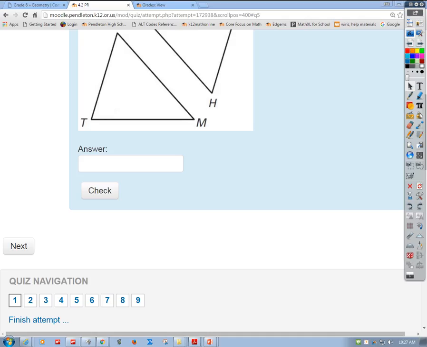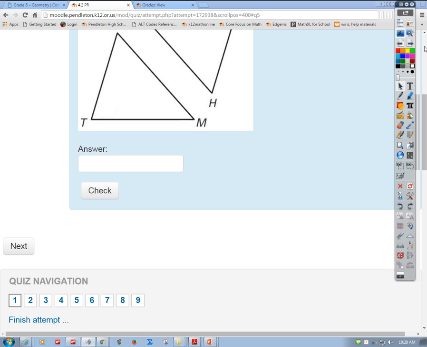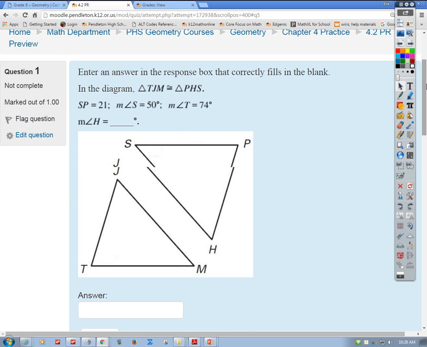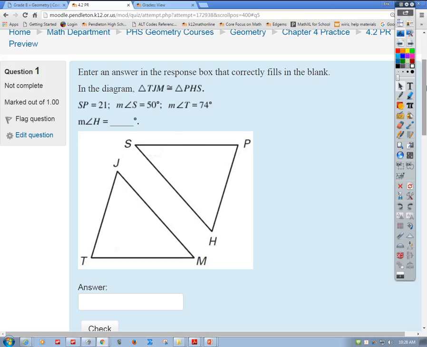Okay, before we jump into the new stuff, there were a couple questions on the 4-2 assignment. I wanted to hit that real quick. When you see questions like this, they're all pretty similar. They give you two triangles and tell you a triangle congruence relationship. Here, they're telling us that triangle TJM is congruent to triangle PHS.